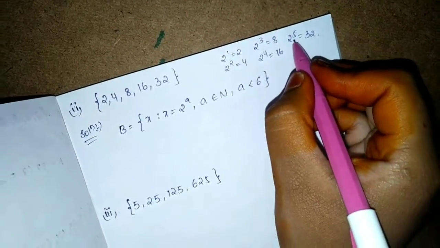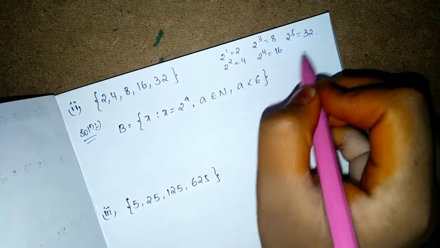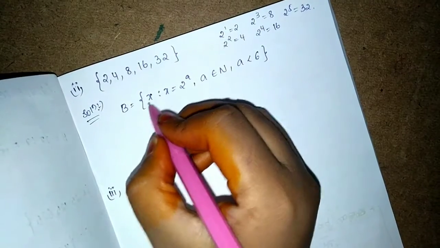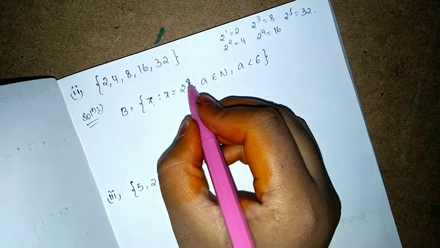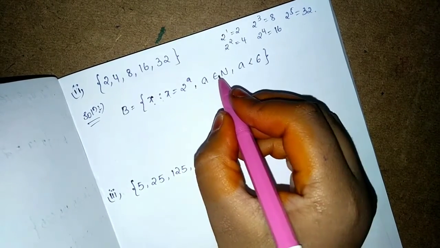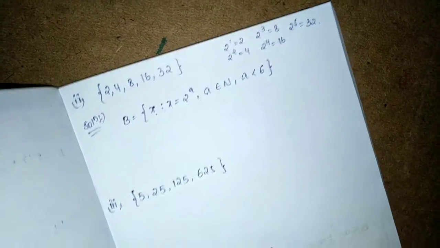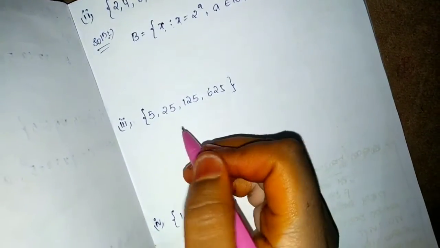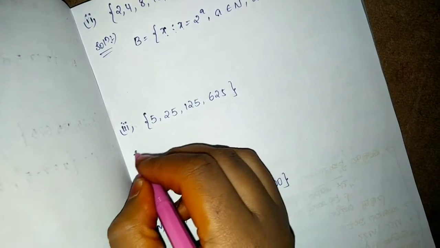The highest power here is 5. 2 power 5 is 32. So B equal to the set of x such that x equal to 2 power a, where a belongs to natural numbers, a less than 6. All these are less than 6. Next one is the third one, 5, 25, 125, 625.